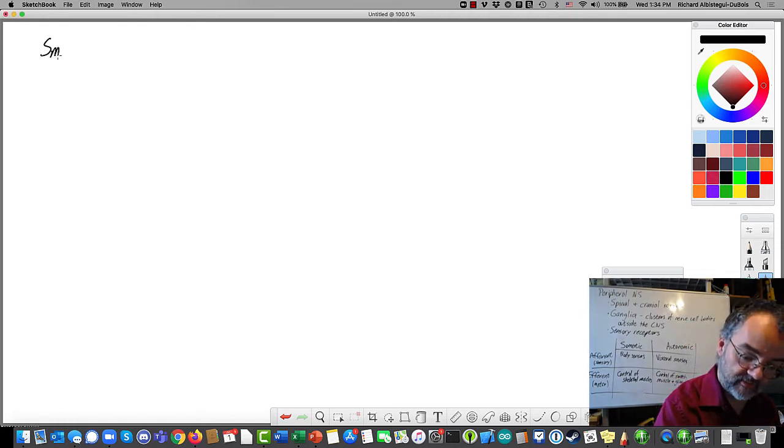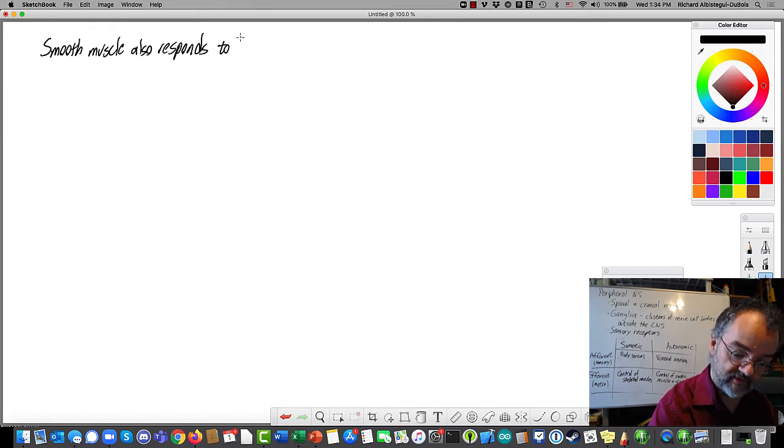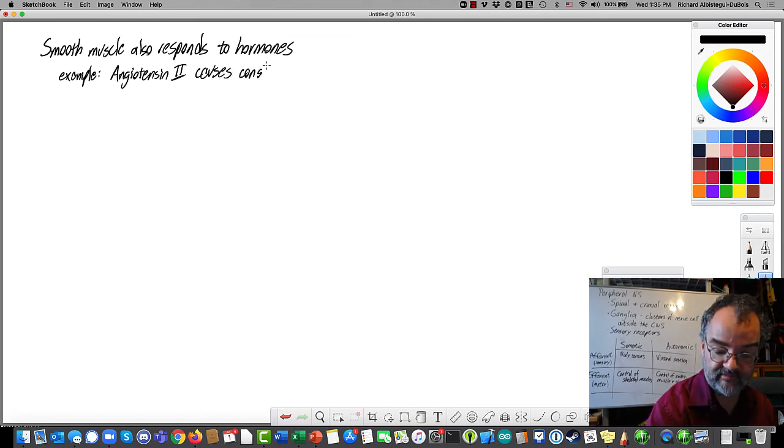So smooth muscle also responds to hormones. So for example, a hormone called angiotensin II causes constriction in blood vessel smooth muscle. Most blood vessel muscle, anyway.